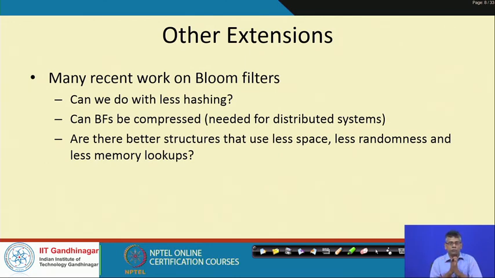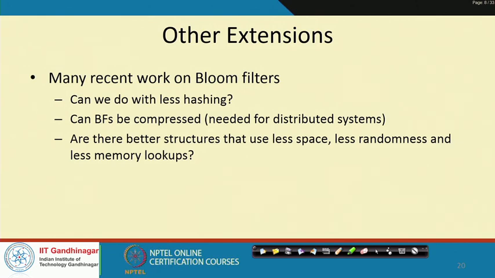Because in the use case of Cassandra, if Cassandra was storing that this machine has these columns of the data and it creates a Bloom filter using that, it might want to send that Bloom filter to other machines after compression. It turns out that Bloom filters can be compressed very nicely. Furthermore, there are other structures that theoretically at least use less space, less randomness, and sometimes fewer memory lookups. However, most of these structures are really not very practical yet.